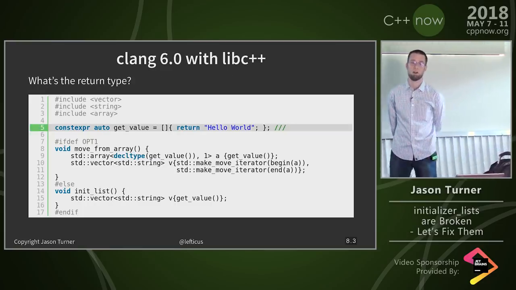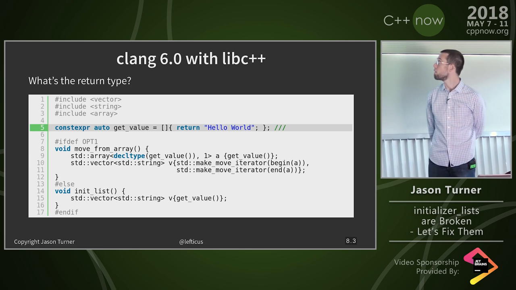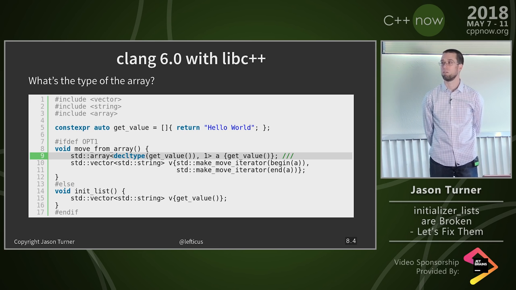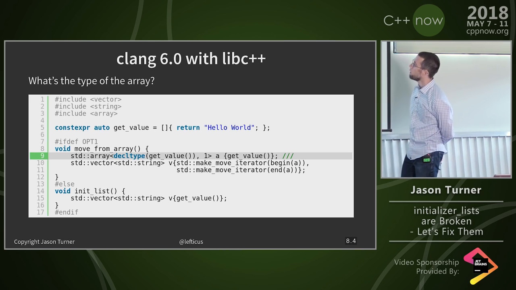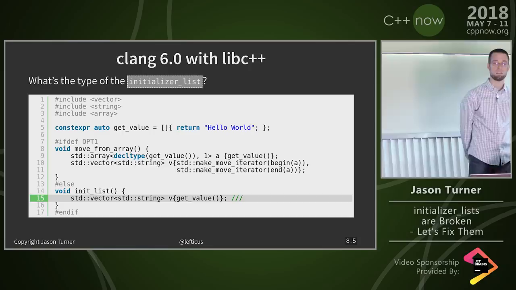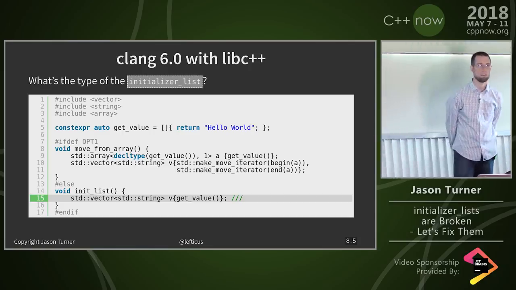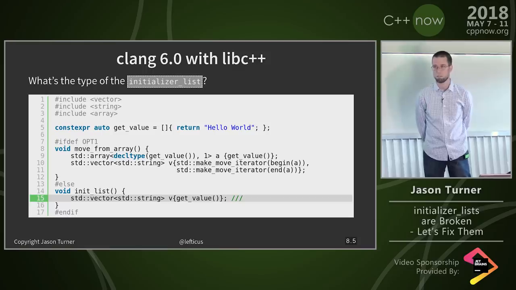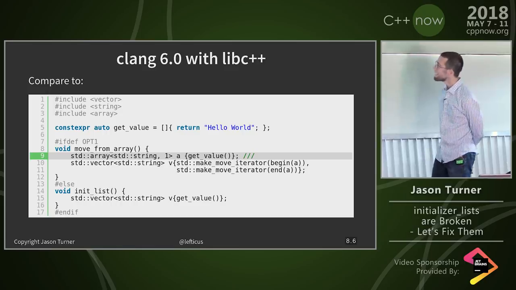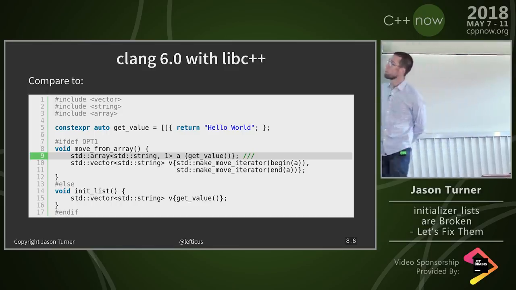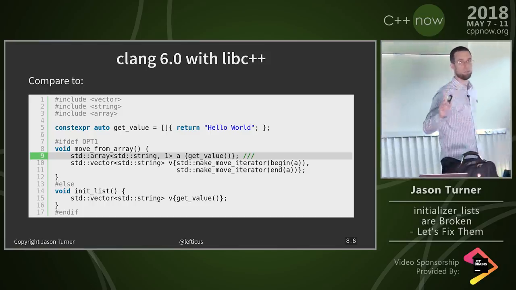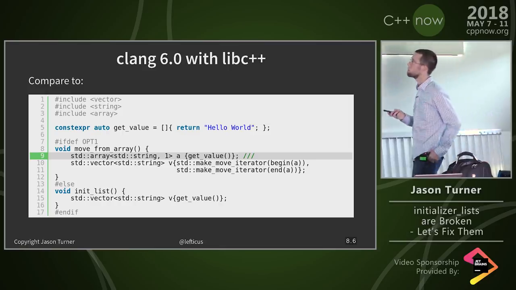Yes, char star. So to be clear, what is the return type here from our lambda? It is a const char star. So the array type here is an array of const char stars. The initializer list that was created for us is an initializer list of standard strings. Okay? So now I go back and I change it so that my array is now the expected type, not the type returned from my generator function.